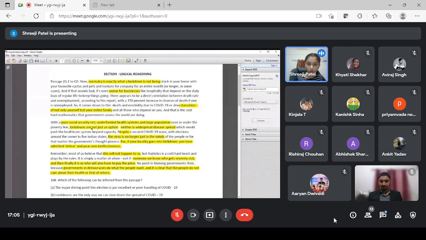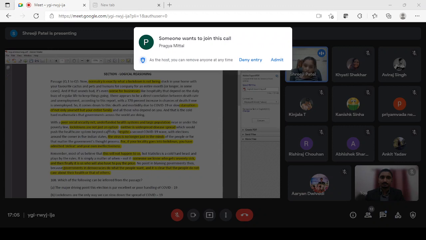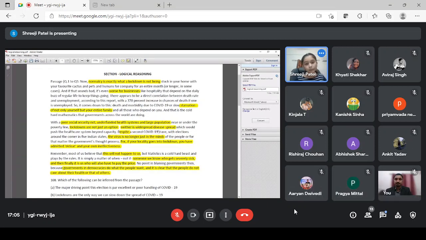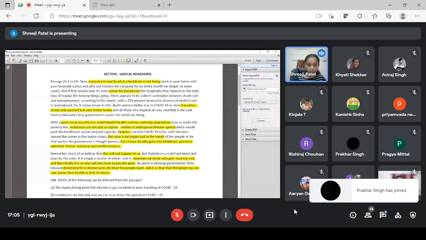The poor social security net, the health system, and the large population near the poverty line are the weaknesses of our country which would affect us if we follow the lockdown. But it is not beneficial for us if we don't impose a lockdown either. It would be really dangerous because the disease would spread beyond our control.